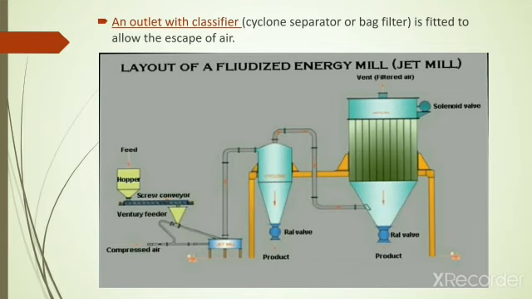Here we see in the diagram hopper for inlet of feed, venturi feeder, compressed air supplying pipe, and a cyclone separator for the separation of air and small particles.